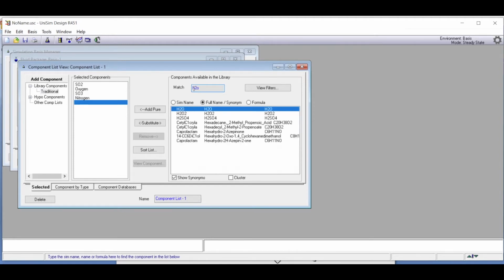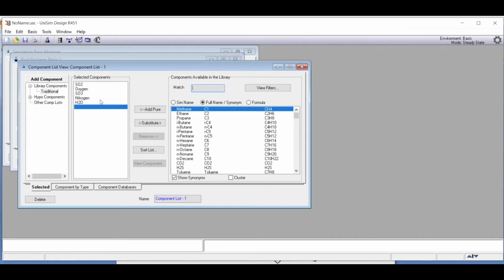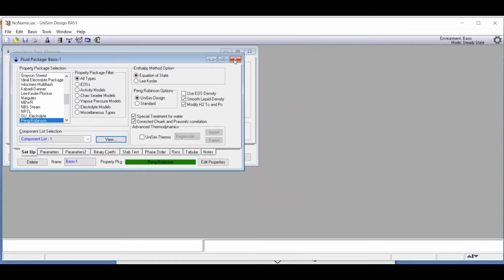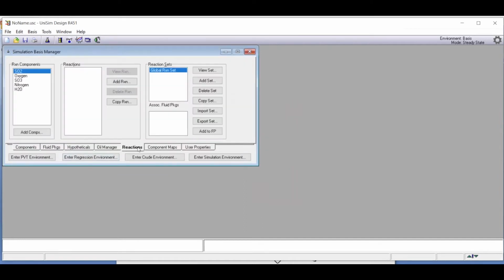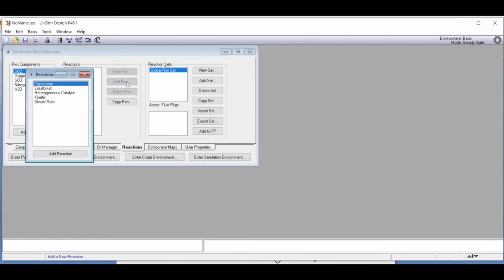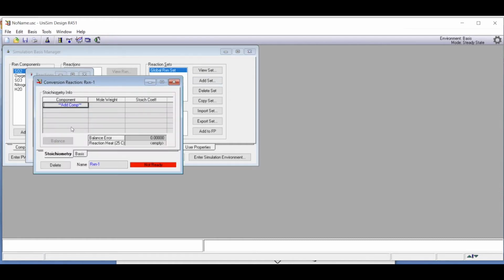So all the components have been added. Sulfur dioxide and oxygen are my reactants, and sulfur trioxide is my product. Nitrogen is just an inert present in the feed stream, and water is just the coolant. Once these have been added, we have to define the reaction as usual. The global reaction set comes in as a default. So we add reaction and go for the conversion reaction.